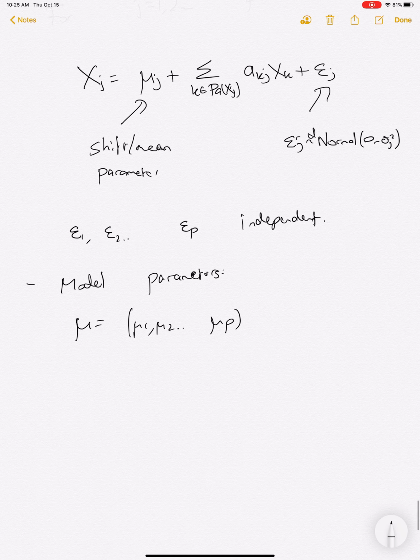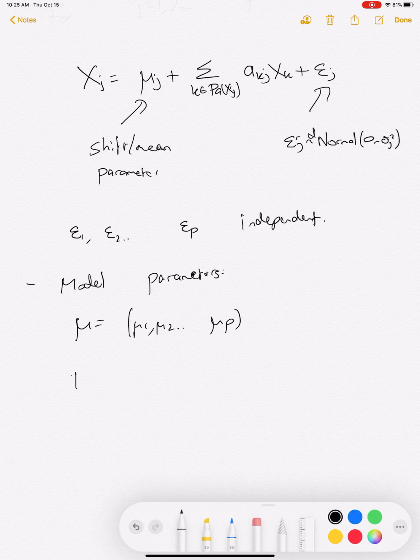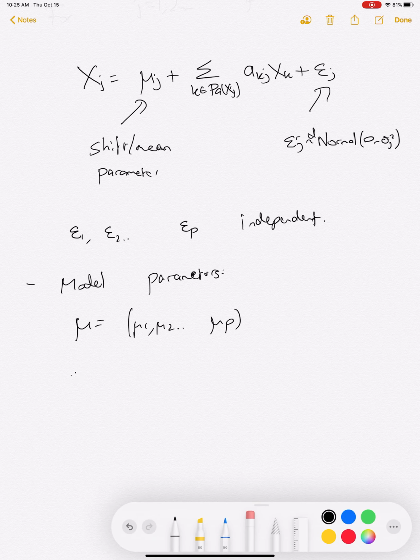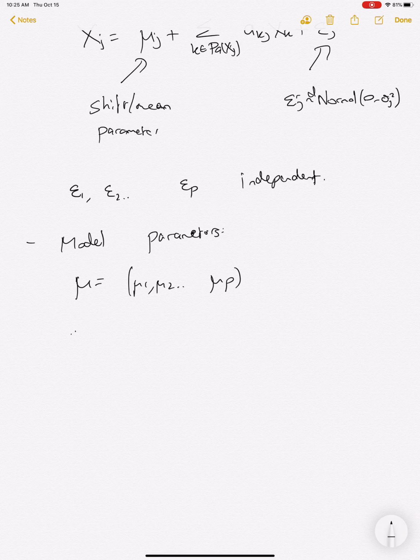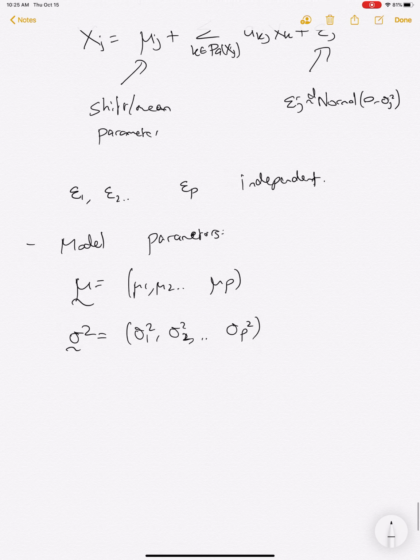Then we have, I'm going to use the notation sigma squared, which is sigma 1 squared, sigma 2 squared, up to sigma p squared. So these are both vectors now, so I'm just going to be clear.